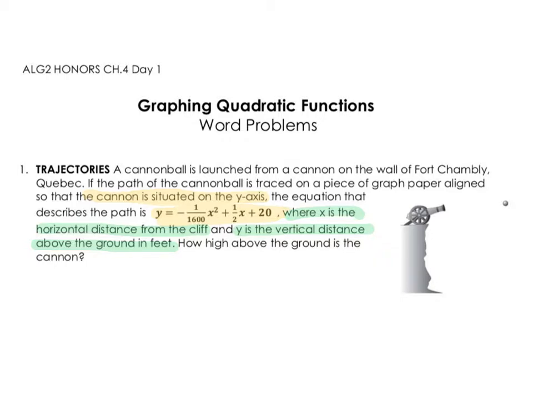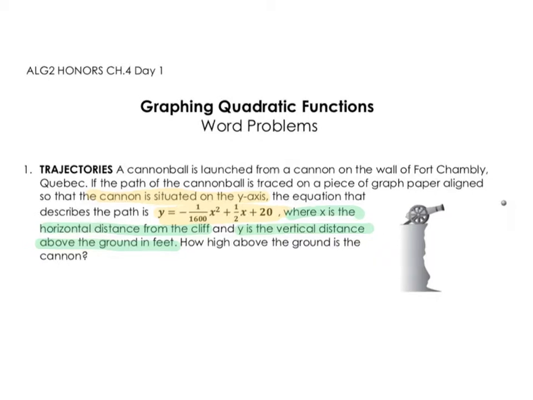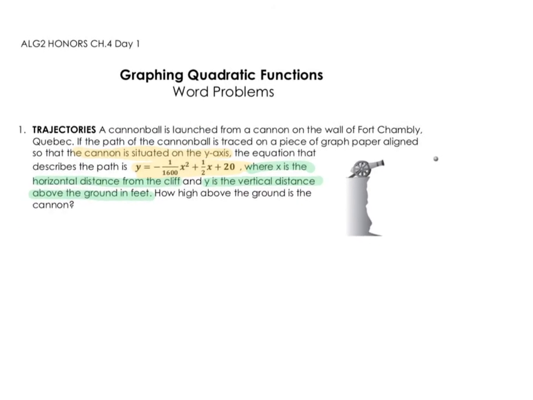All right, so what we want to do is visualize this. So we have a picture. Let's use this picture. We know that the cannon is situated on the y-axis, so we think of this as our y-axis. And x is the horizontal distance from the cliff, so we know that our x-axis is definitely going to be the ground. This is how we want to visualize our cannon on the cliff above the ground.